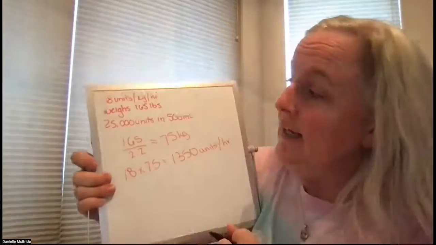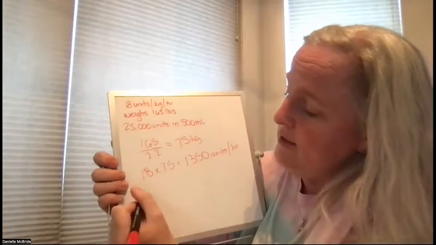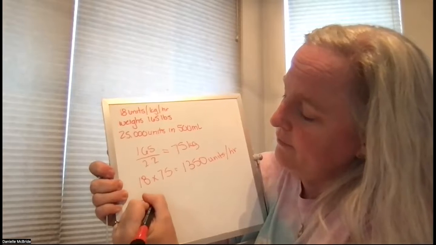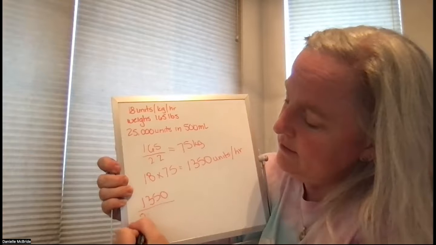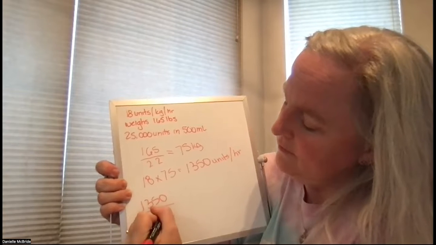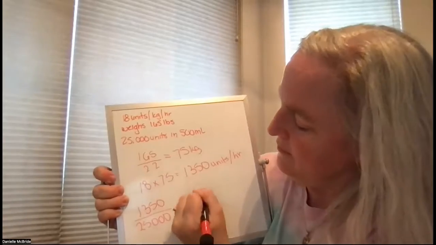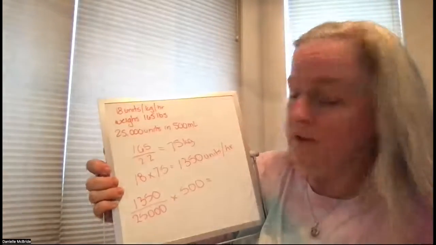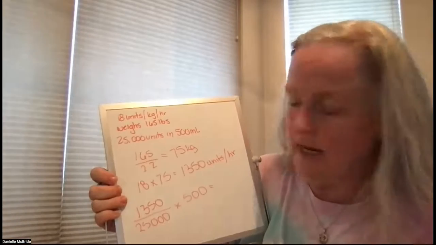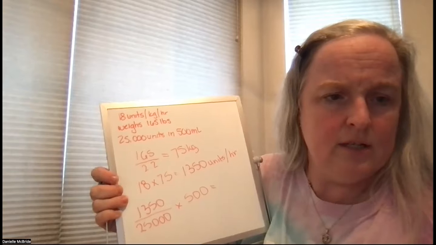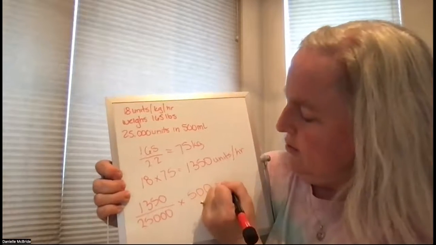Okay. Now guess what? We know what we want and we know what we have. I want 1350 from right here. I have 25,000, and then my volume is 500 mLs. So if I do the calculation, 1350 divided by 25,000 times 500, I get 27.